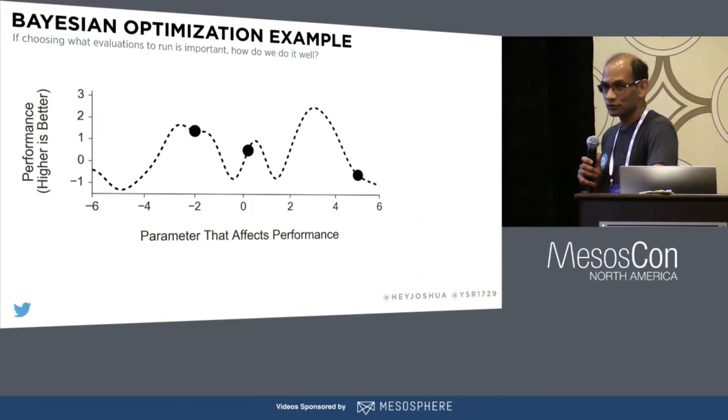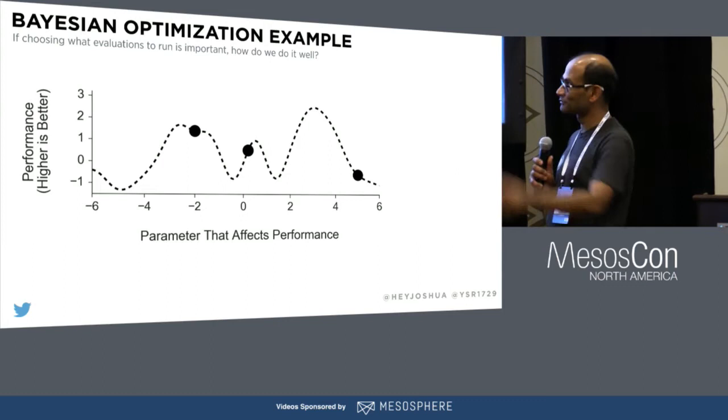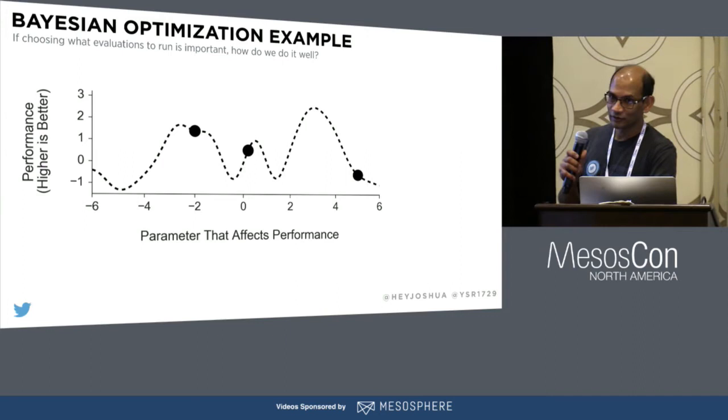Now, it turns out, and we do not know this, that the actual function might have this shape, which would still produce the same set of settings. I'll walk through an example where Bayesian optimization will try and learn the shape of the surface as we go through.